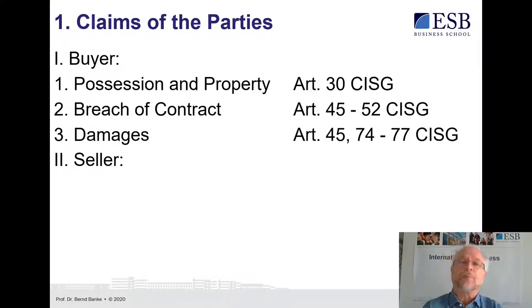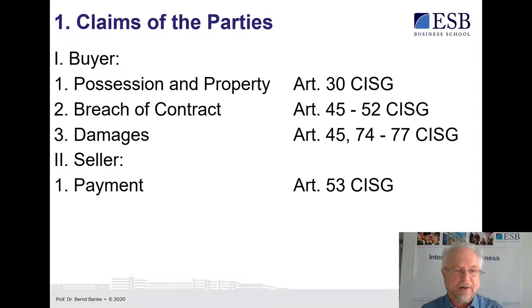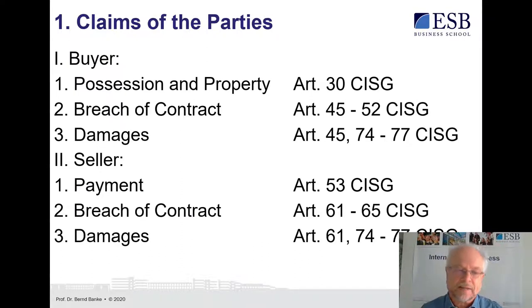The first one, for the buyer, is pretty obvious. We call that a primary claim, because this is primarily what the buyer wants, okay? He wants possession and property of the goods he is about to pay for. If something goes wrong, he wants some kind of a claim from breach of contract: reduction of price, damages. I mentioned that before, and there are other articles regulating that. The seller, due to his different interests, has different claims in the CISG, and we'll have to refer to that.